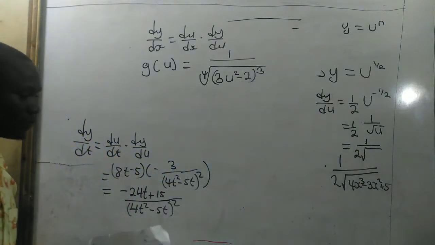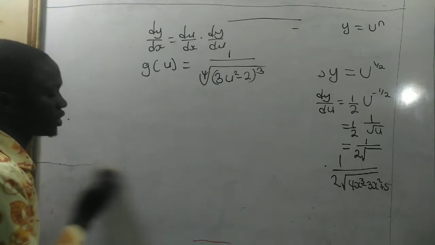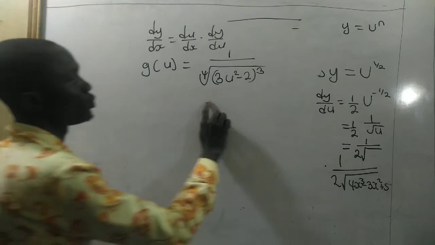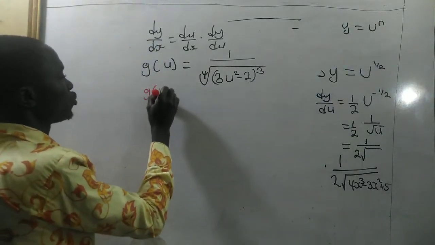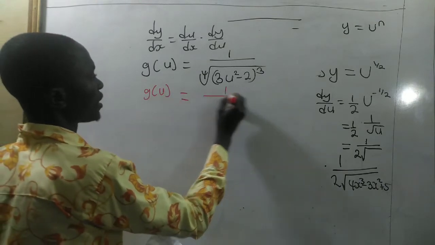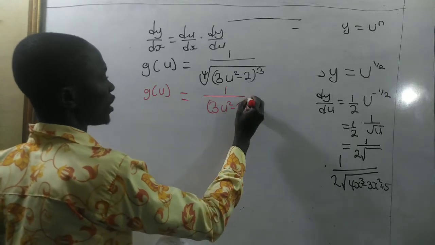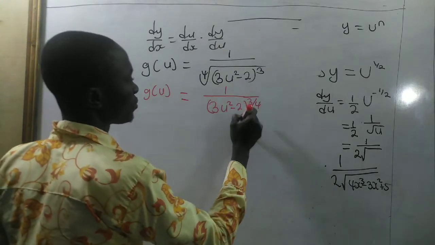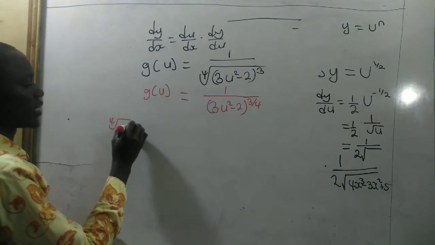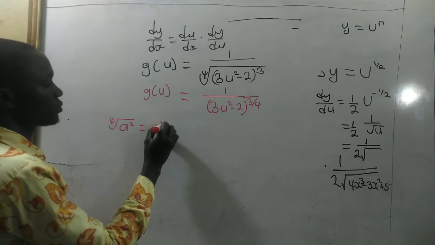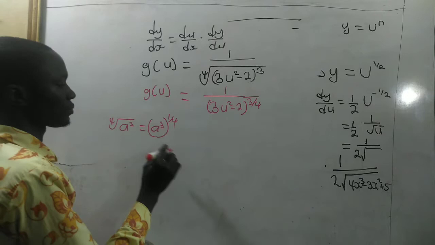This one too, we have to use the chain rule. So how do we use the chain rule to do this one? Before we use the chain rule, we have to put this in this form. So now let's move on. We have g of u to be equal to 1 divided by 3u squared minus 2 to the power 3 out of 4. Because if I have a 4th root of a cube, this is the same as a cube to the power 1 out of 4. So 1 out of 4 times this will bring me here.